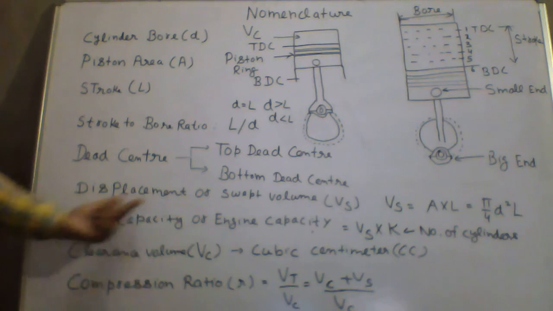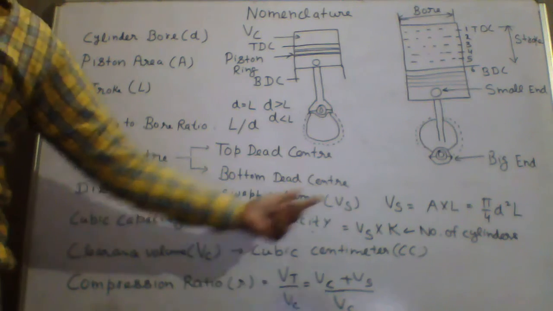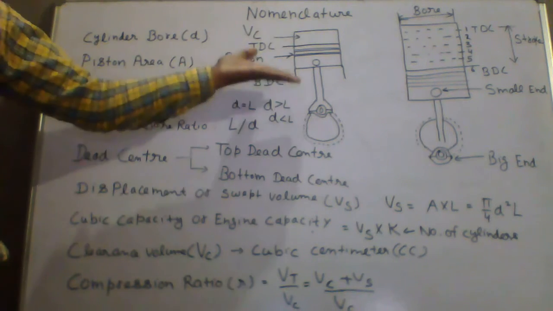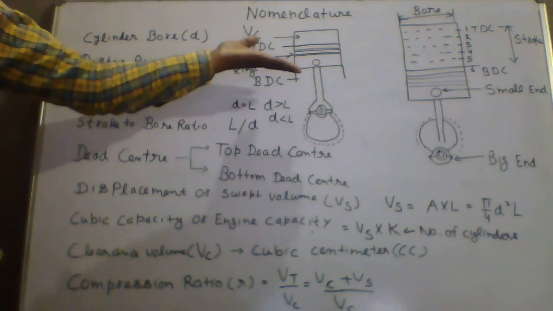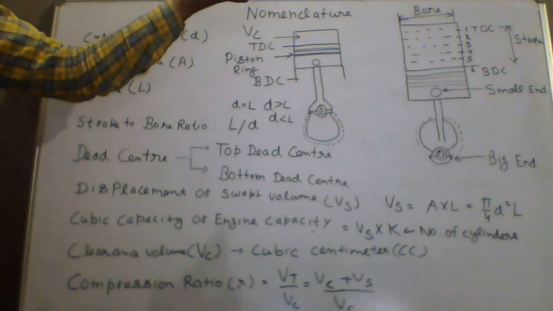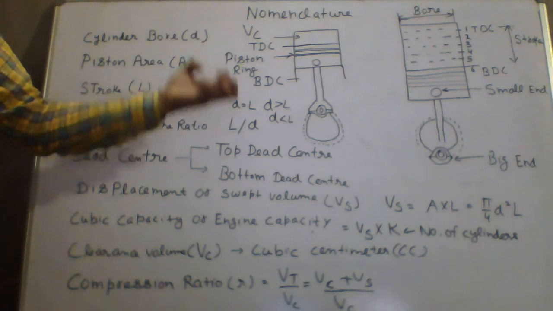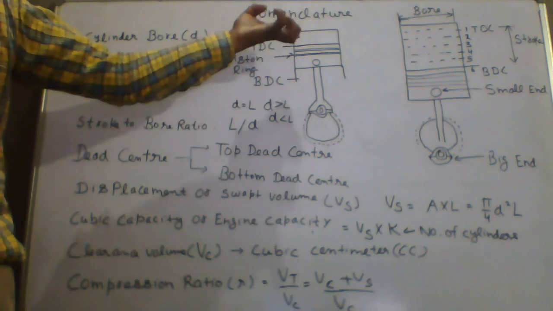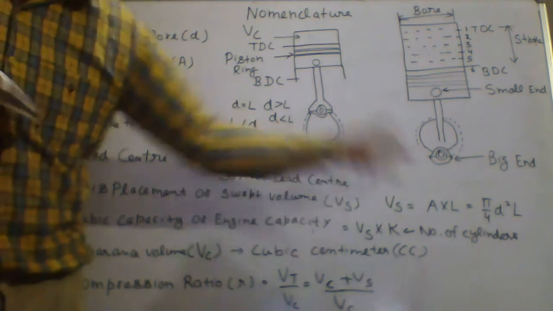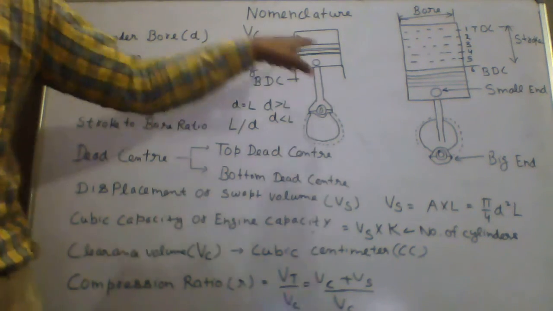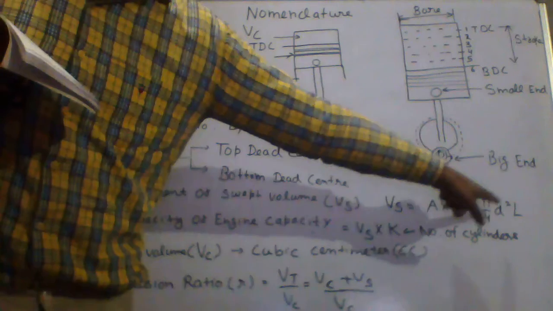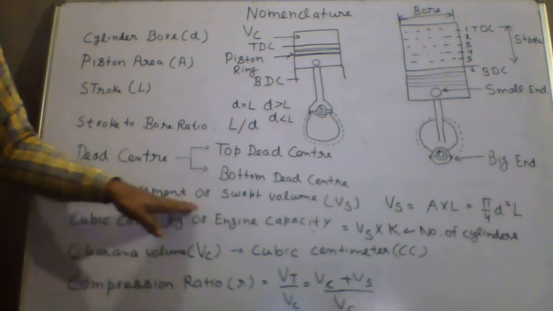Next is your displacement or swept volume, Vs. So when your piston moves from TDC to BDC, the amount of air-fuel mixture that comes into the cylinder, or you can say the volume covered by the piston from TDC to BDC, is the area of this cylinder and the length of the stroke multiplied, which is equal to pi by 4 d square L. Okay, so this is your displacement or swept volume.